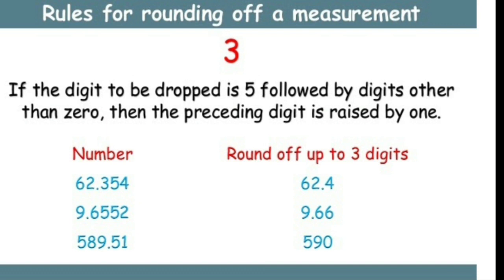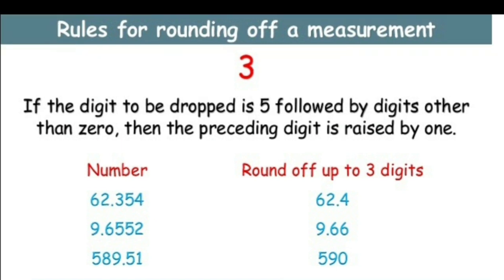Second case, 9.6552. So 5 is followed by some numbers. So the preceding digit is what? Raised. So it becomes 9.66. So in the third example, 589.51. So the number to be dropped is 5 followed by 1. So the preceding digit is raised by 1, giving the result 590.